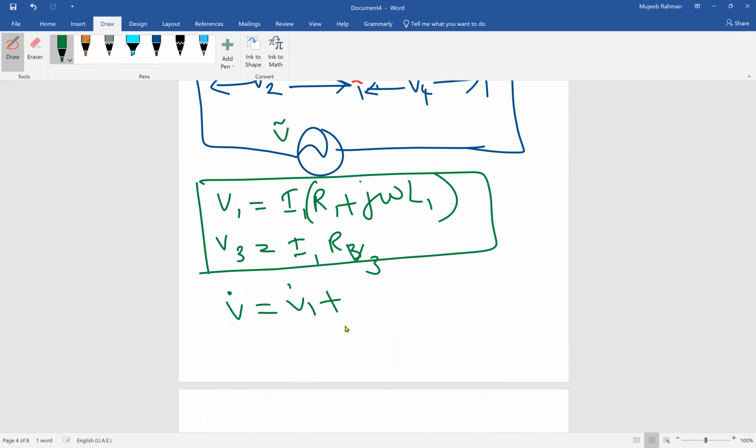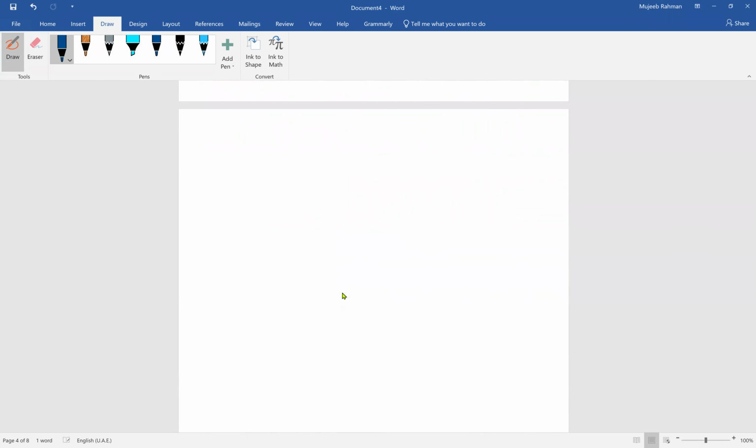If you are interested in V2, you can also find out the value of V2. V2 is calculated by the equation I2 into R2 plus j omega L2, and V4 is equal to I2 into R4. Both the relations are going to be the same, because the first branch consists of a resistor and an inductor, with inductive reactance, and the second branch consists of the resistor only, which is R3 here. So let us try to draw the vector diagram.